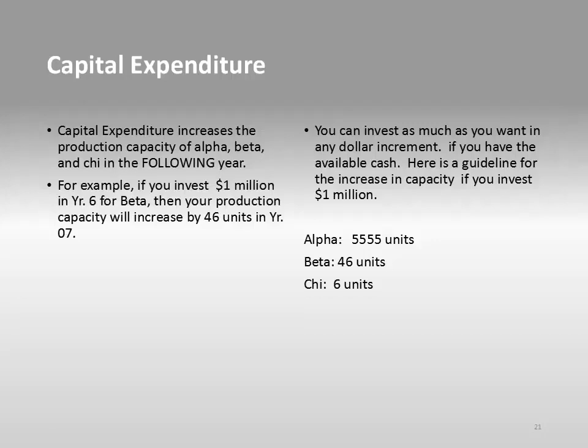You can invest as much or as little as you want in any dollar increment. But here are the guidelines for the impact. So for every $1 million spent, you'll get an extra 5,555 units for alpha, 46 units for beta, and 6 units for chi.